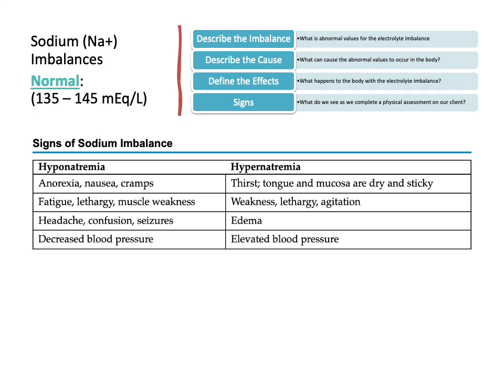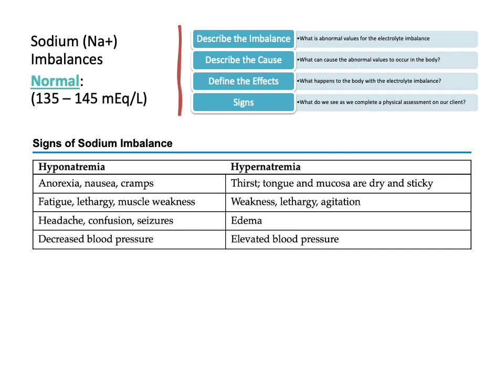So, the effects of hypernatremia include firm subcutaneous tissues. You have increased thirst. Of course, we talked about the dry mucous membranes. You have decreased urine output. You have weakness and agitation. So, all of these things can be the cause and, well, really the effects of having too much salt in the body.